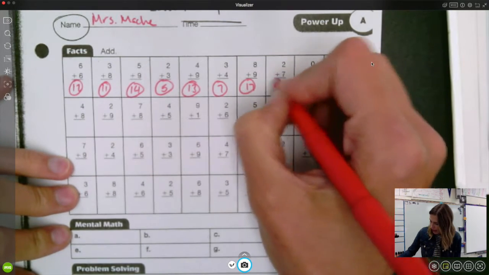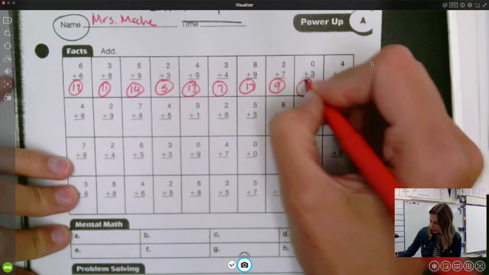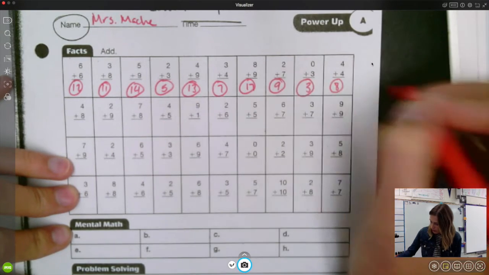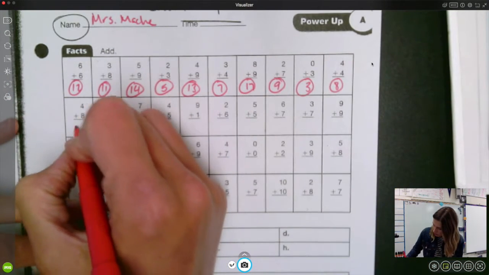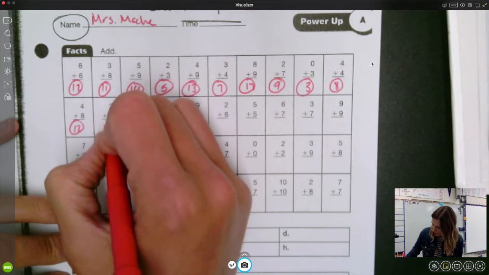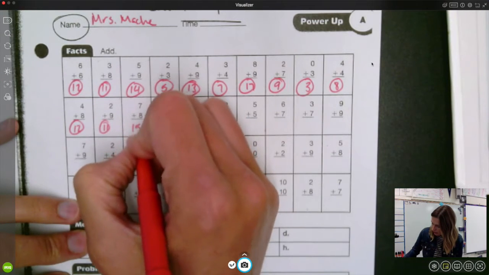2 plus 7 is 9. 0 plus 3 is 3. 4 plus 4 is 8. 4 plus 8 is 12. 2 plus 9 is 11. 7 plus 8 is 15.